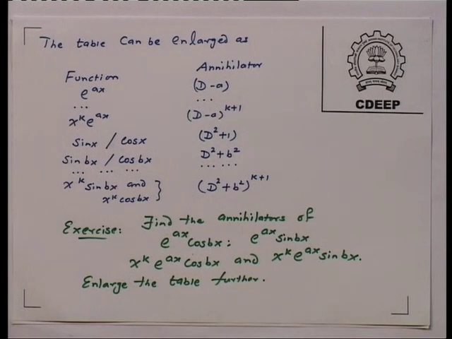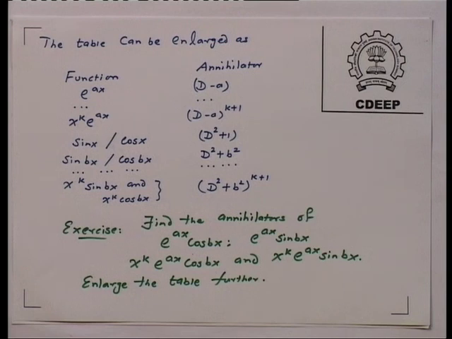Exercise: find the annihilator of e to the power ax cos bx and e to the power ax sin bx. Take e to the power ax cos bx, write it as a sum of complex exponentials and use the same formula, the LCM.